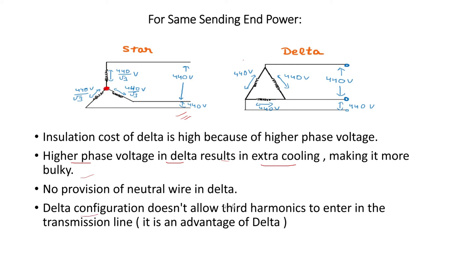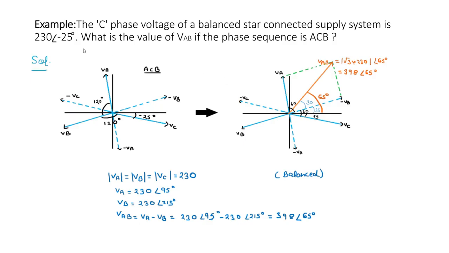Delta configuration doesn't allow third harmonics to enter the transmission line. So this is the advantage of the delta connected system, that it doesn't allow any third harmonics, and the rest are the disadvantages of the delta connected system. Okay, now we will see this simple example.